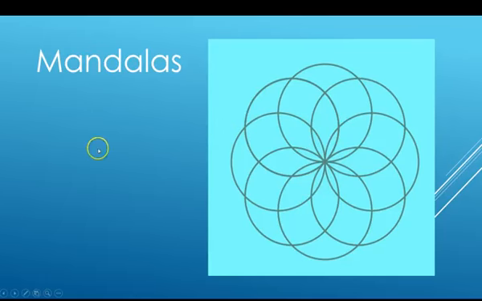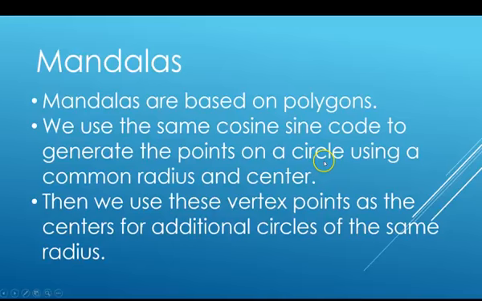The next figure is the mandala. This is kind of similar again to our polygon code. We basically use the cosine and sine like we saw before to generate the points on the circle with a common radius and center. And then instead of drawing those points to form the polygon, we use those vertices at the centers for additional circles.